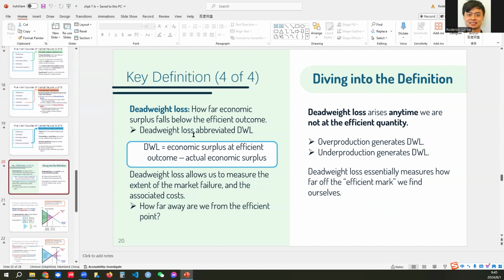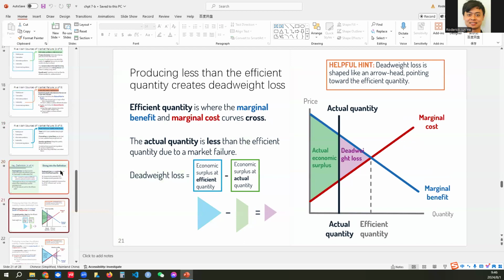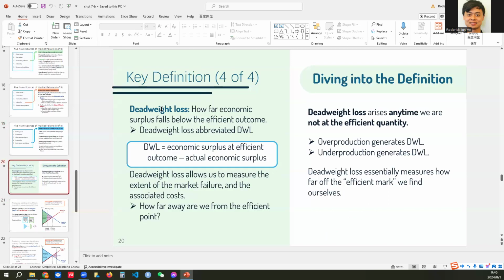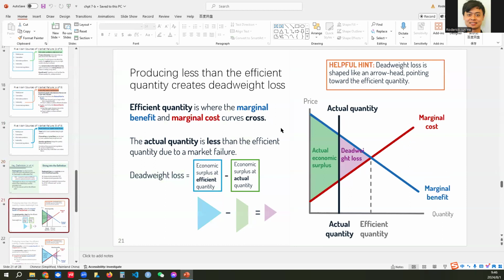And the last and most important knowledge point to introduce is deadweight loss. So deadweight loss is the economic surplus at the efficient outcome minus the actual economic surplus. And it is the consequence of deviation from the market equilibrium, from the optimal point. Okay, so the market equilibrium is the optimal point. And if you deviate from that, deadweight loss is the consequence. The consequence is that we have less economic surplus. The economic pie is lost.